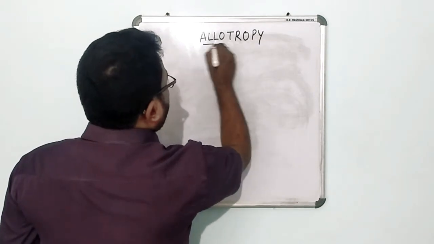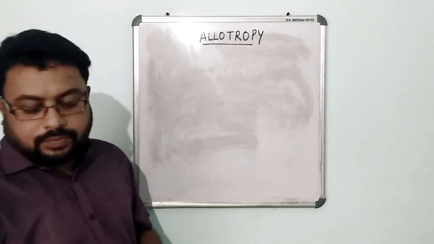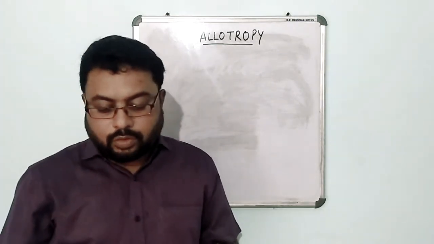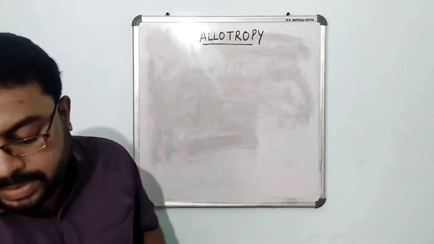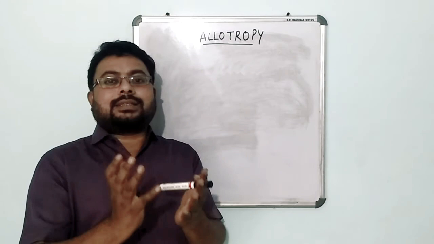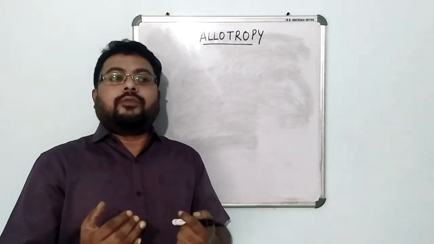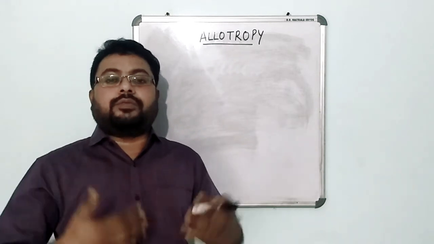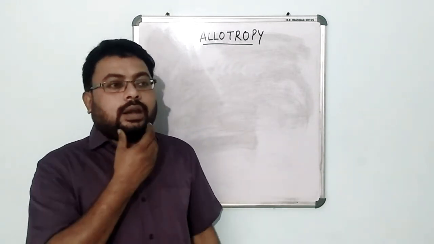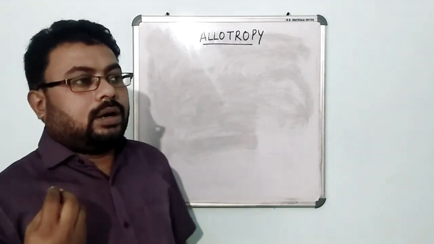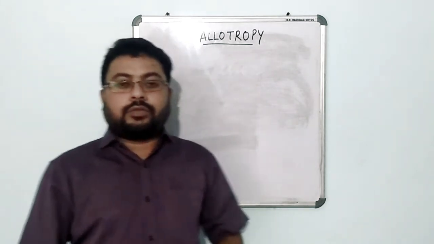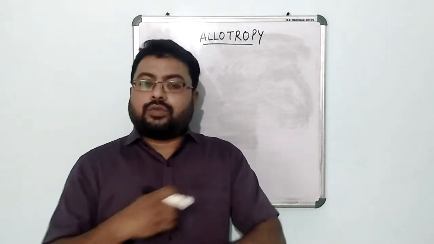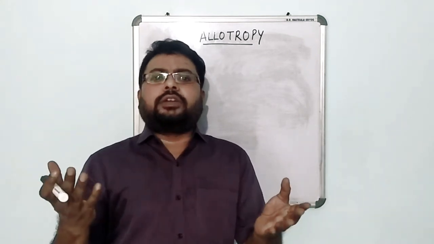Now, allotropy. This is a very new term for you, allotropy. You must have observed that many elements can exist in more than one form. Their physical forms may be very different. Let us take coal and diamond. If you compare both coal and diamond, definitely you will find n number of differences.